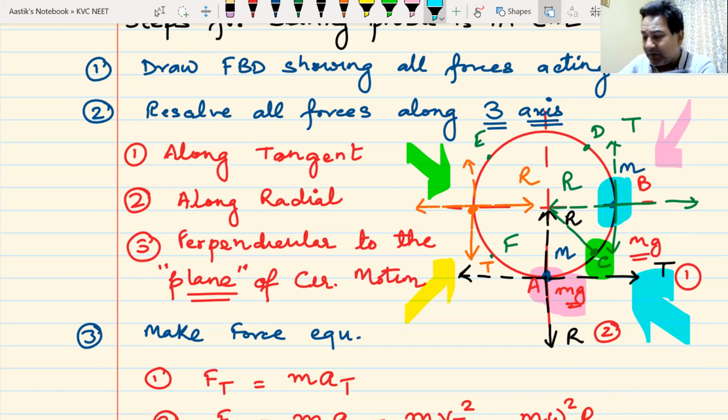What happens in the perpendicular direction? Nothing happens in the perpendicular direction. The body does not move in the perpendicular direction. It is so difficult to understand that nothing happens in the perpendicular direction? Tell me, is it so difficult to understand?